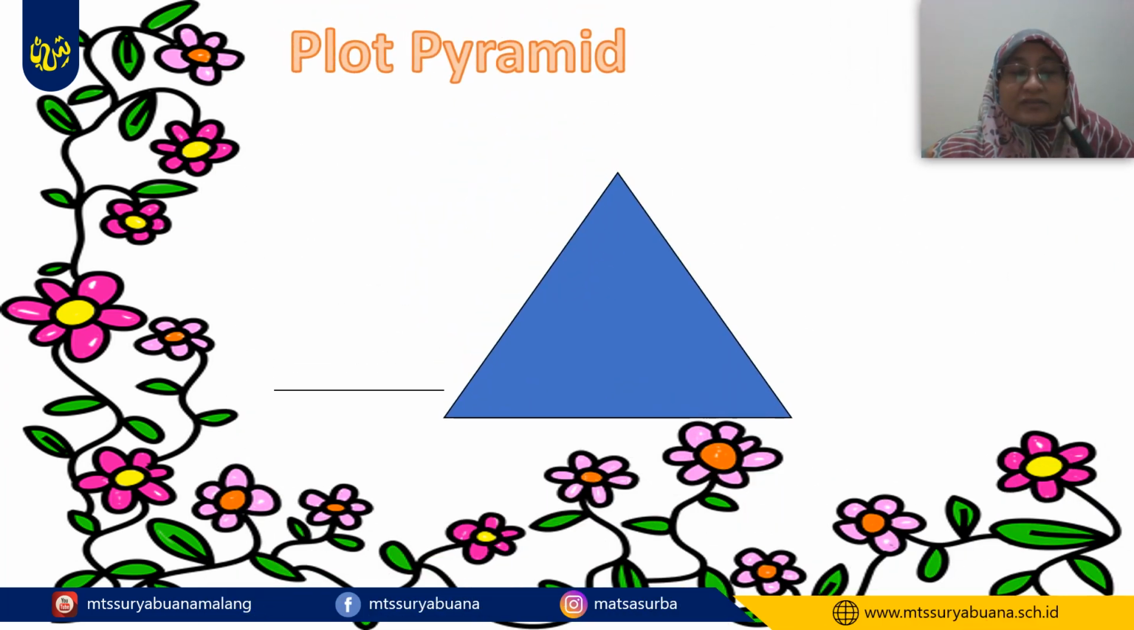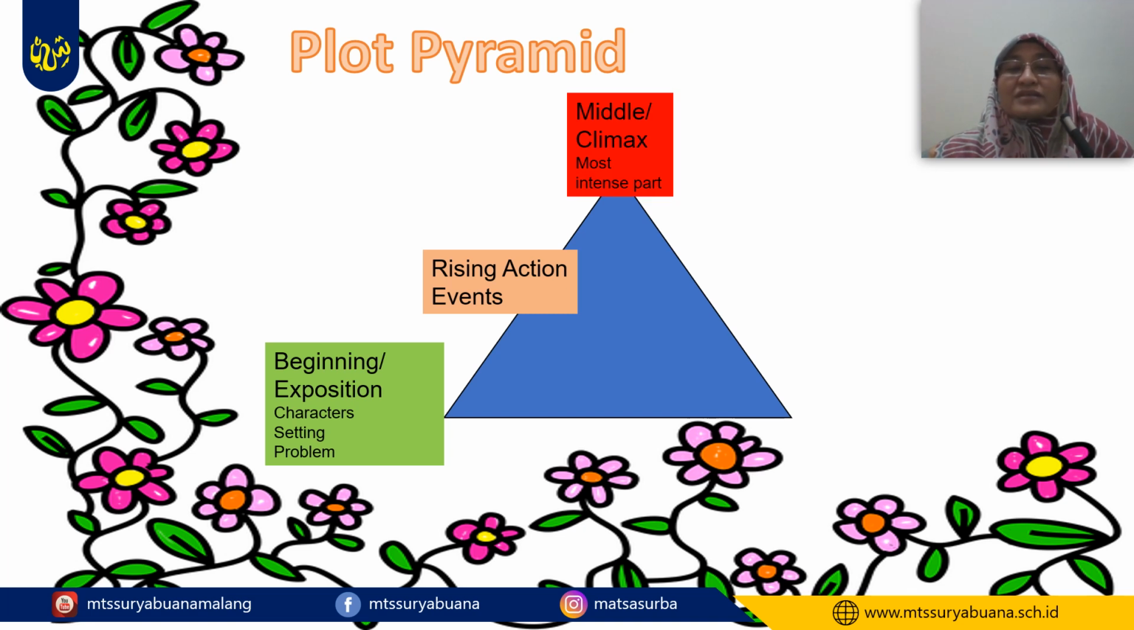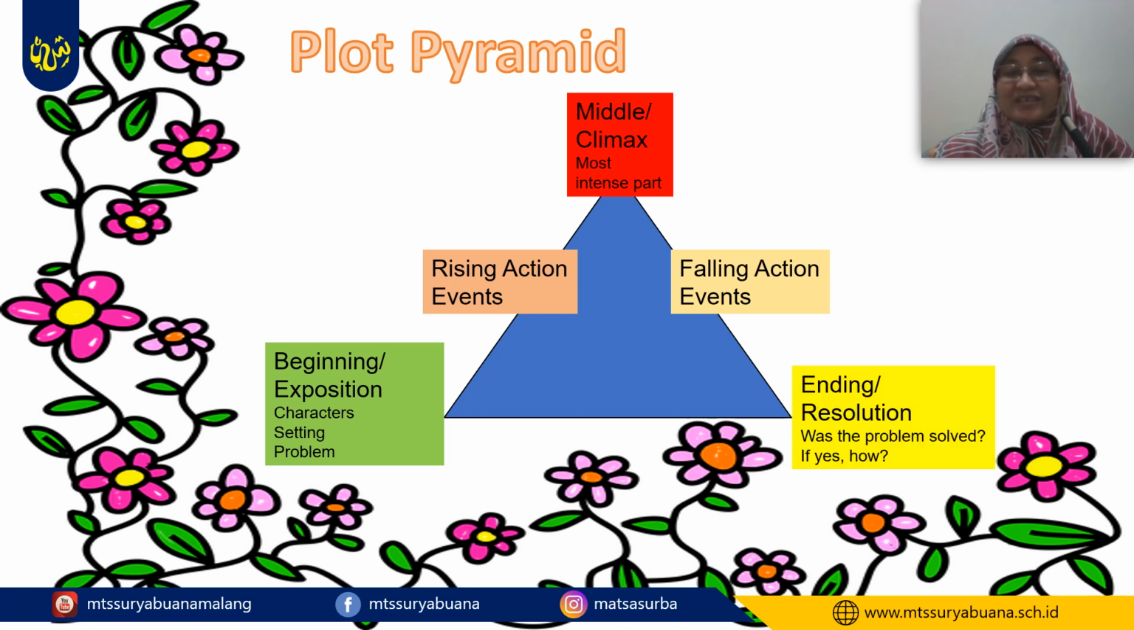Let's use a plot pyramid to visualize the structure of a story. The first part, the beginning or the exposition, where we are introduced to the characters, the setting, and the problem of the story. And then the rising action events. Then the middle or climax, which is the most intense part of the story. And the falling action events. Finally, we have the ending or resolution. In this part, we will know, was the problem solved? If yes, how?